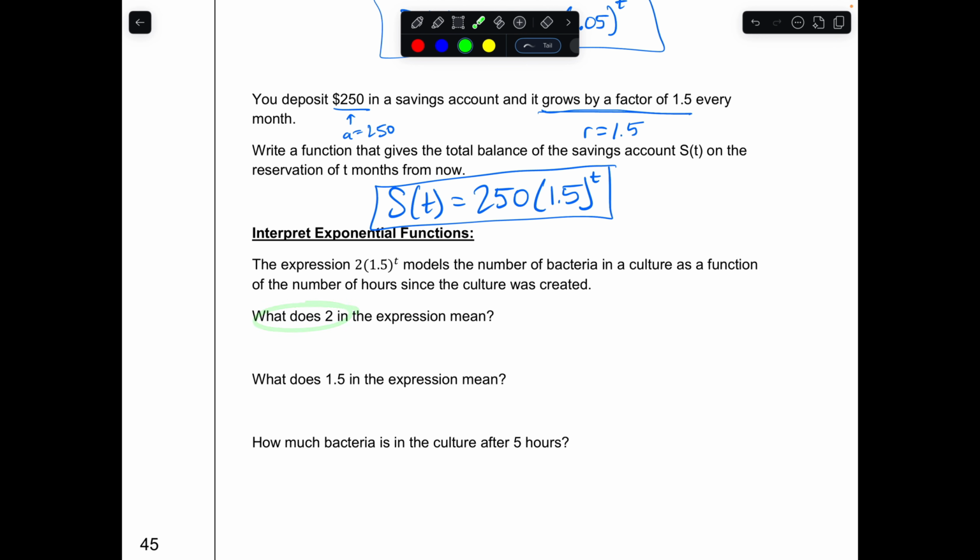What does 2 mean? Well, in order to break this down, we have to remember that 2 is our A value. That's our starting point, our initial value, our y-intercept, whatever you want to call it. And if we want to describe what the starting point means in this context, if we can do that, we're good. So all this means is 2 is the number of bacteria that we start with. You can say we started with 2 bacteria.